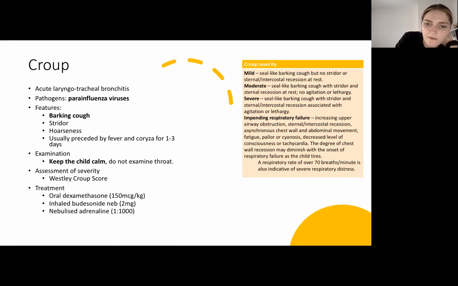It's usually preceded by a fever and coryzal symptoms, like a runny nose and being a little bit bunged up, sort of an upper respiratory tract infection for the last couple of days.